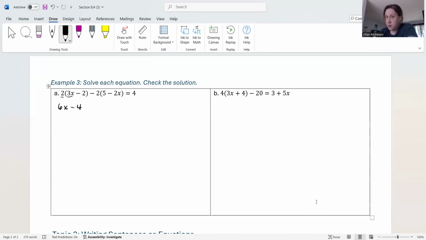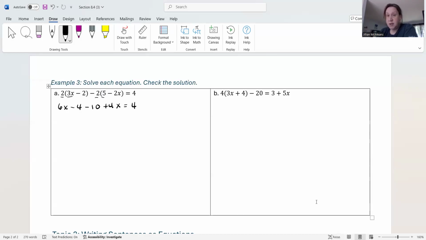Now we're done with the first set of parentheses. The second set of parentheses, we have a negative 2 because we have minus 2. We're going to treat it like a negative. We have a negative 2 that we need to distribute. So negative 2 times 5, well, multiplying a negative and a positive gives you a negative product. So we're going to get negative 10. And then negative 2 times negative 2x, when you multiply two negatives, that becomes positive. So negative 2 times negative 2 is going to be plus 4. And then we just keep the x, and that is all equal to 4.